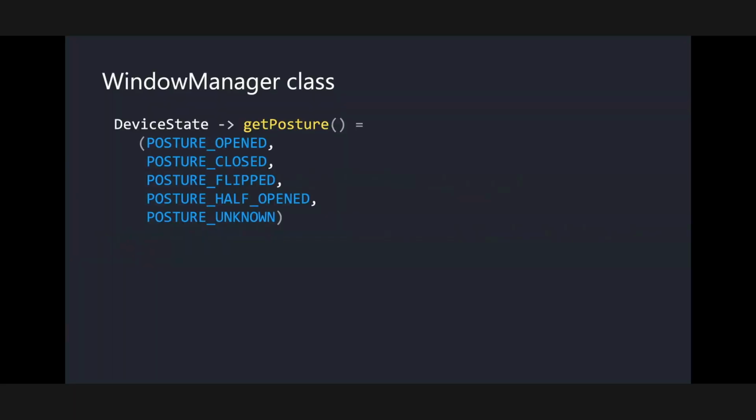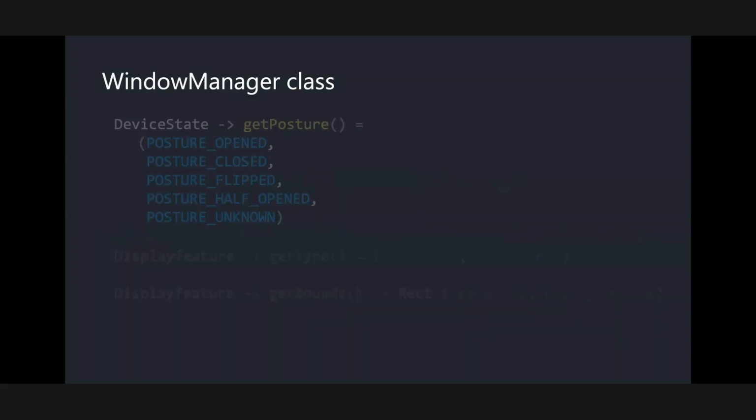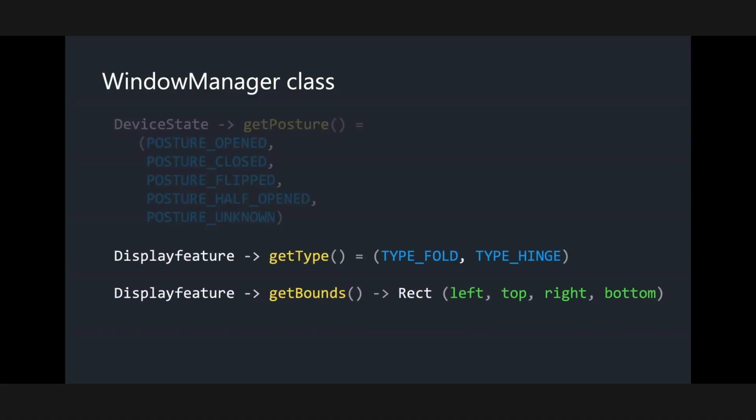To use Jetpack Window Manager, they provide two main pieces of information. The first one is the device state. With the device state, you can know the posture of the device. So either the device is open or closed or flipped, meaning two screens back to back facing outside, or half opened or just unknown. And another piece of information with the Window Manager is the display feature.